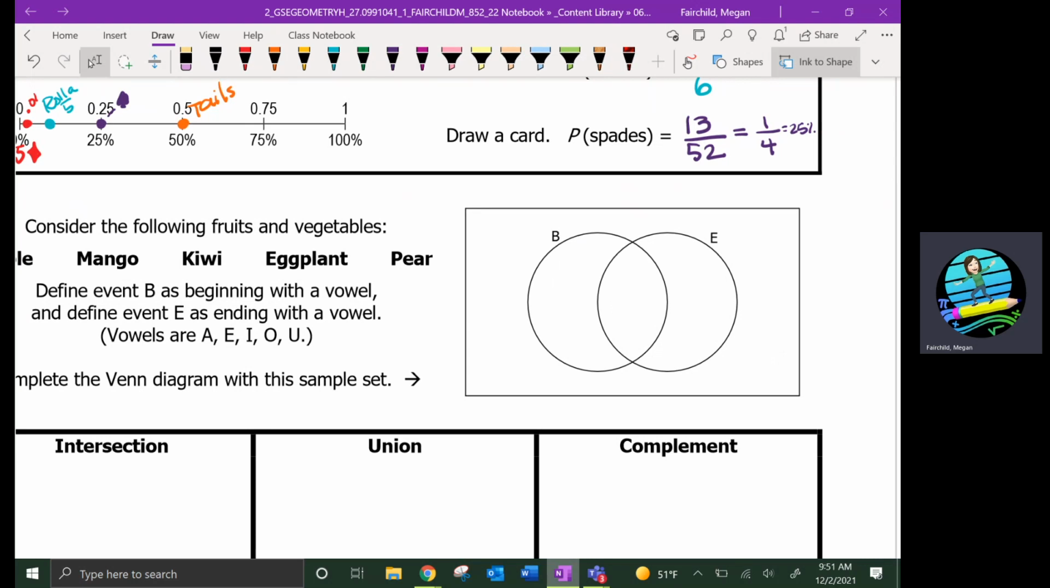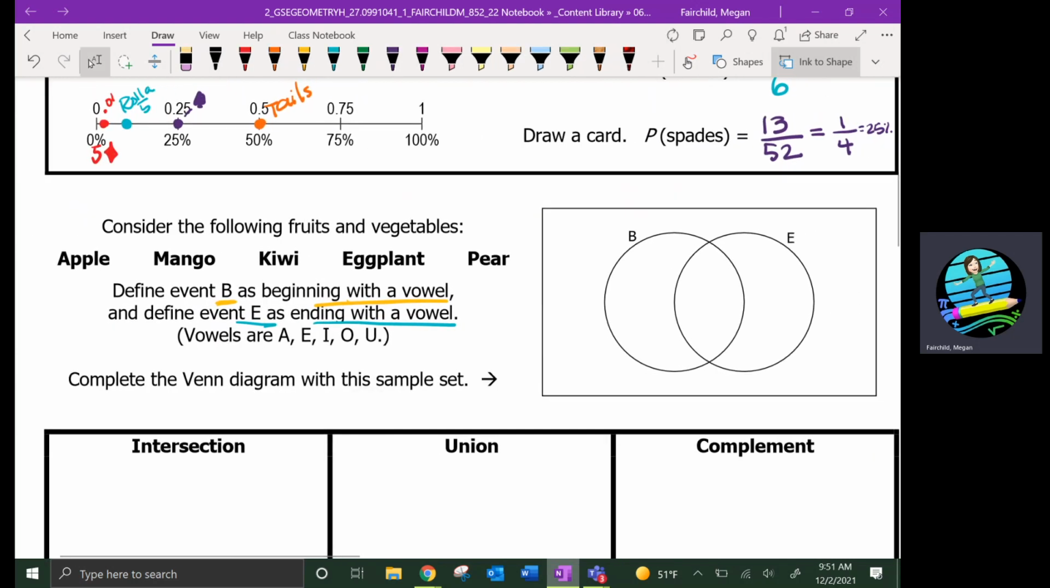So that's something happening, you can see the outcome. Event B is beginning with a vowel. Event E is ending with a vowel. And then the middle would be words that begin and end with a vowel, right? Where they overlap. Okay? So we're going to fill out this Venn diagram based on these 5 words that they give us right here. So let's start with words that begin with a vowel but don't end with a vowel. Which ones would that be?